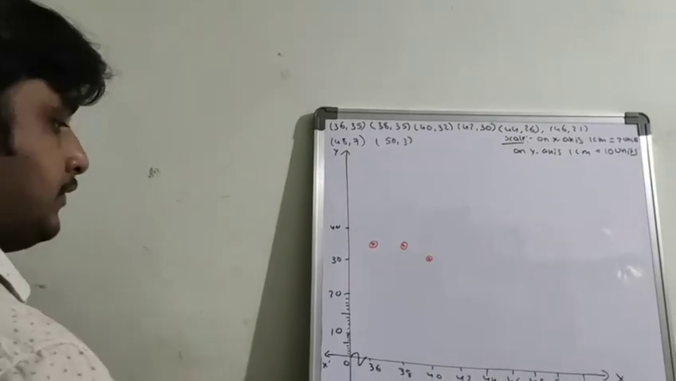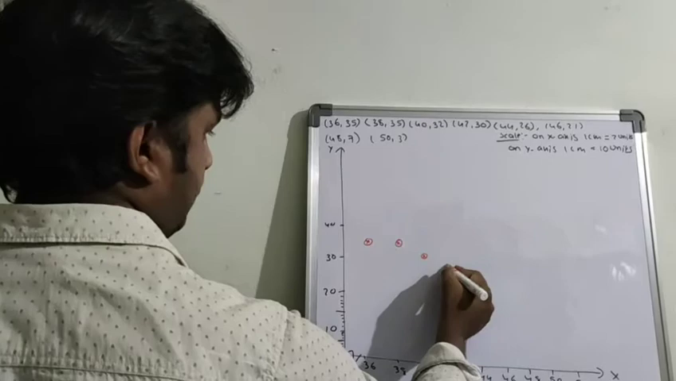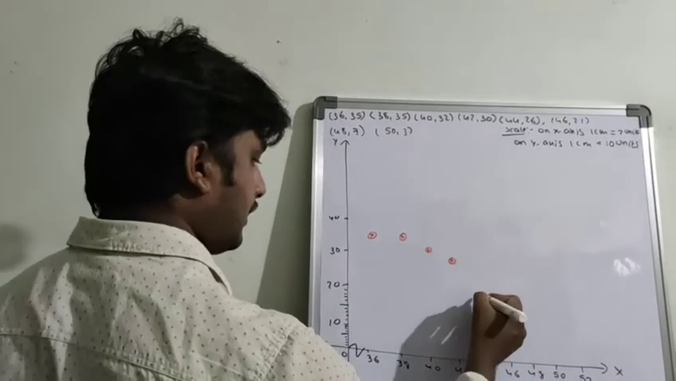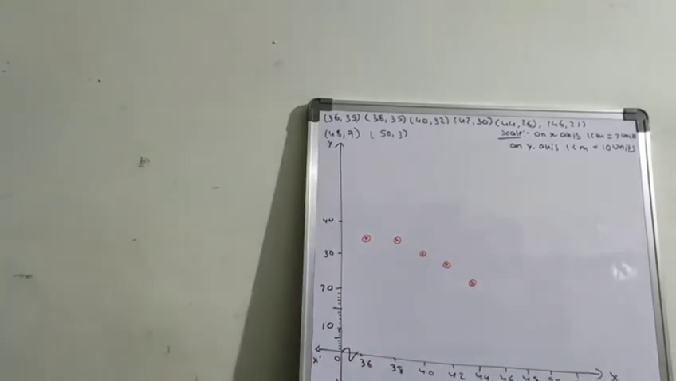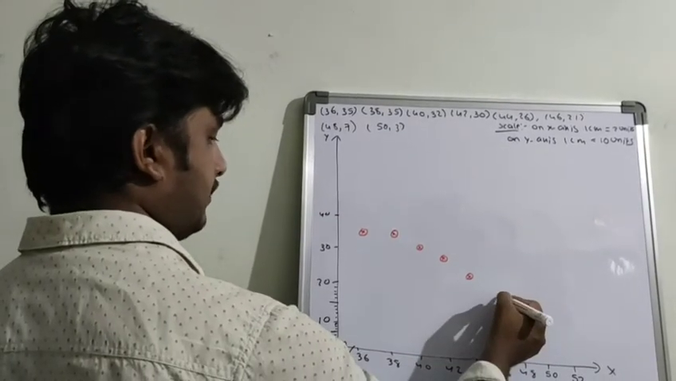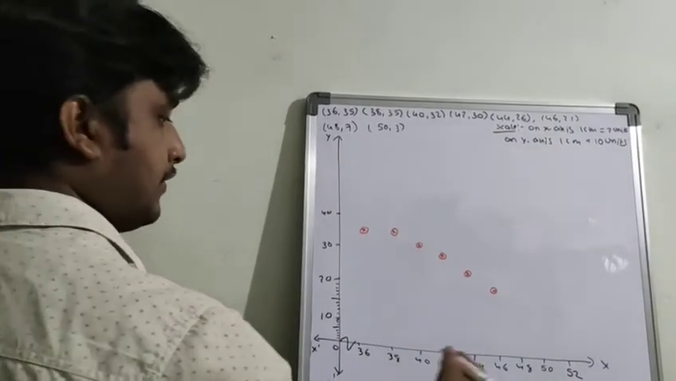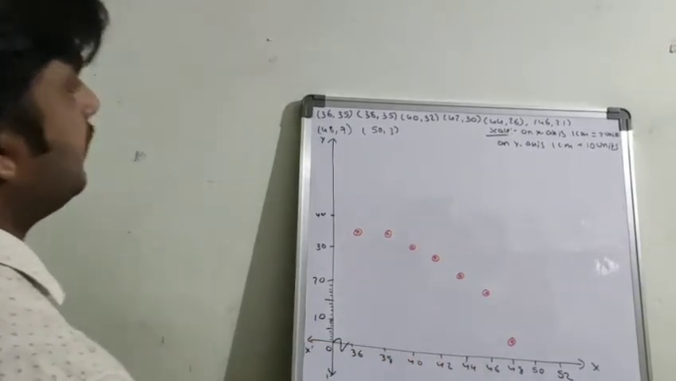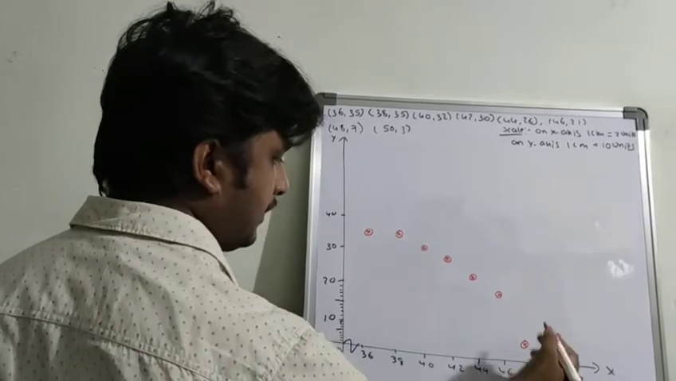42, 30. 42 here, 30. 44, 26. 44 here and 20 after 26. 46, 21. 46 here, 21. 48, 7. 48 here, 7 here. 50, 3. 50 here and 3 here.